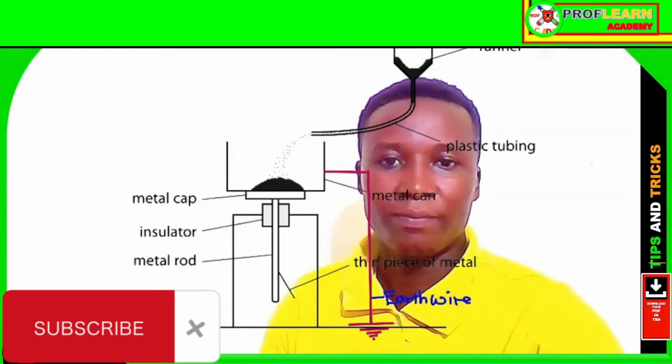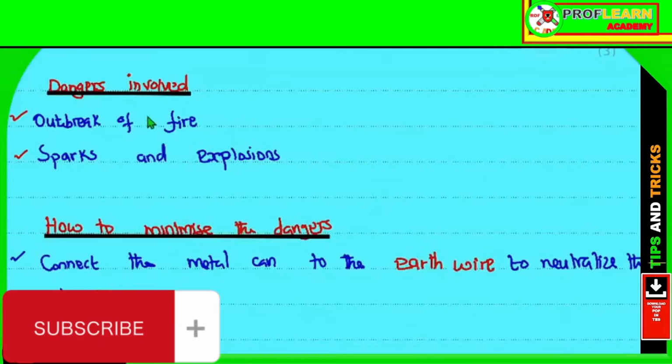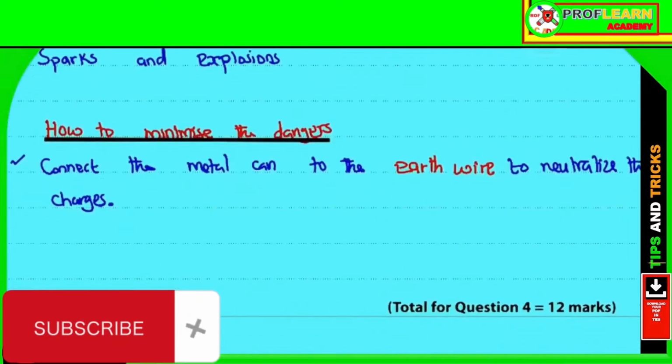Let us go straight so that you can see the summary of what I stated in this question. I listed the dangers involved. That's outbreak of fire. We can have sparks and explosions. Now, how to minimize this? We need to connect the metal can to the earth wire to neutralize the charges.